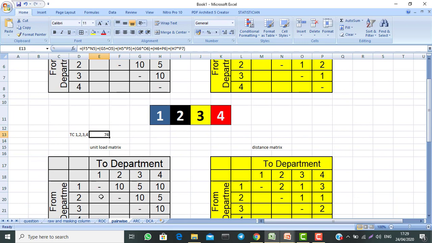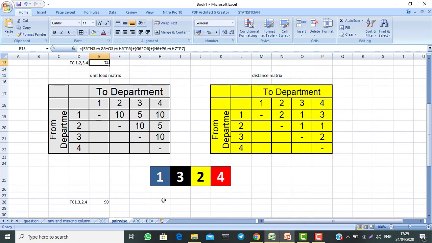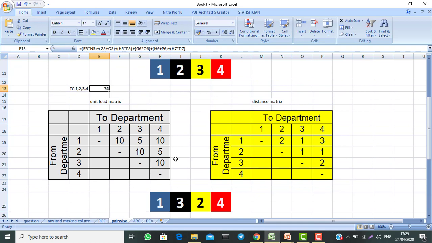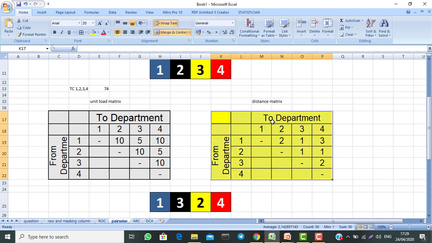Now let's apply the first alternative. In the first alternative, we exchange the location of the departments. We exchange departments 3 and 2 at the same time. So we have to update the distance matrix again because the positions have changed.